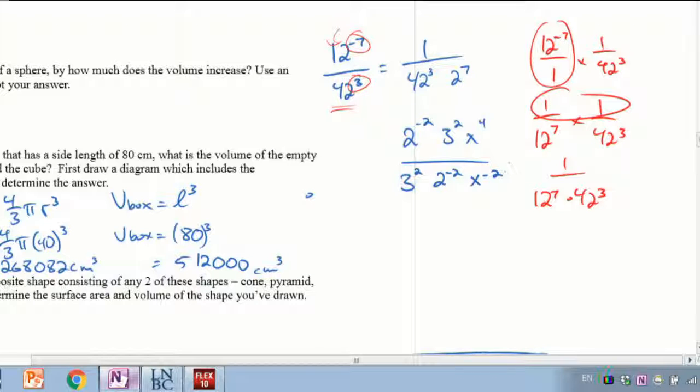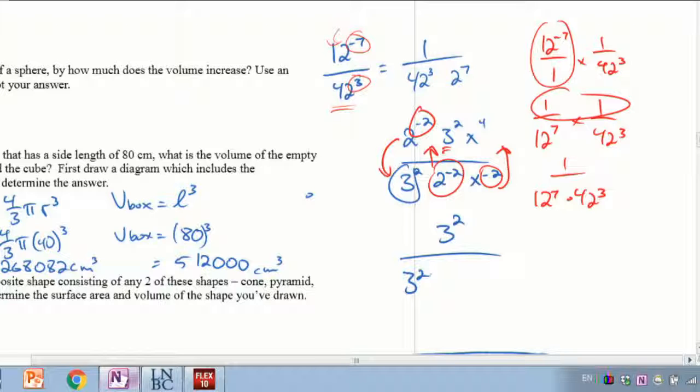So which ones am I moving? Well, this has a negative exponent, so I'm going to move it to the bottom. And this had a negative exponent, so this whole thing is going to move to the top. This 3 squared is going to stay on the top. And my 3 squared down here is going to stay on the bottom, where it was. This 2 to the power of negative 2, I'm going to move to the bottom. So it's 2 to the power of positive 2 now. This 2 to the power of negative 2 on the bottom is going to go to the top and become 2 to the positive 2.